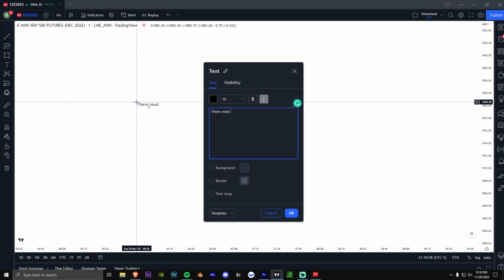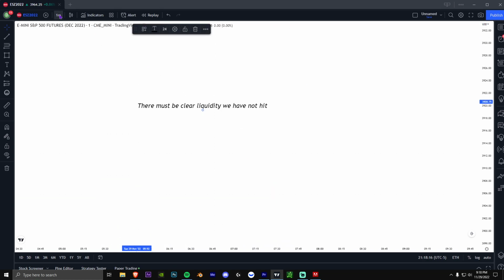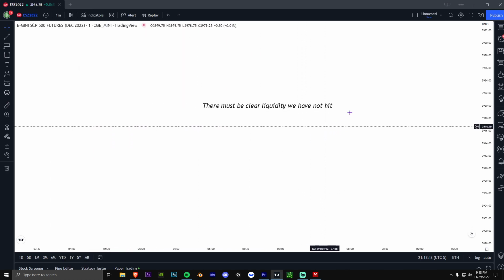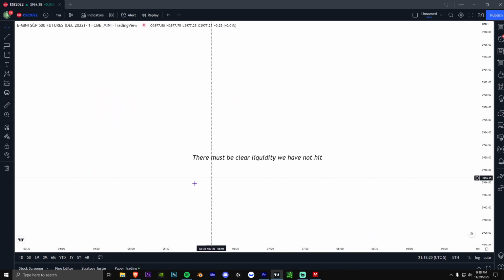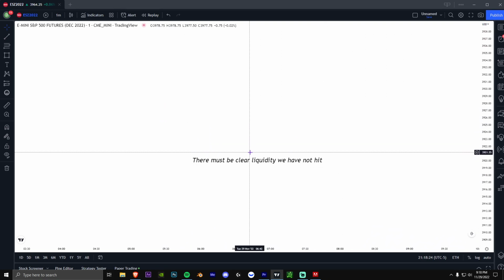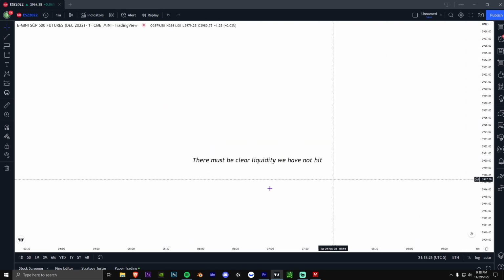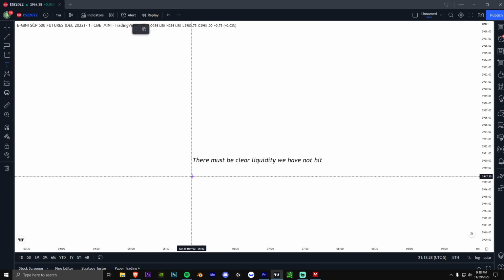There must be clear liquidity we have not hit. So you must be confident that we're in like a sell model or buy model, and you have to be really confident we haven't hit the liquidity yet. So in the picture I showed you guys earlier, the curve, you can see we never hit the bottom yet, but we broke through the bullish fair value gap, so I figured we would. So there has to be clear liquidity we've not hit.